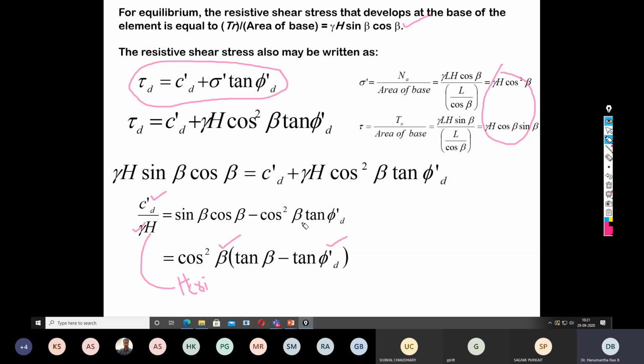Okay, suppose you want to determine whether an existing slope is stable or not, where h is known. Then you try to determine the C dash value and phi dash value and compare whether the right side is equivalent to the left side. So if they are reasonably high, then you can say that the existing slope is stable. If not, then there is a possibility of the development of failure.